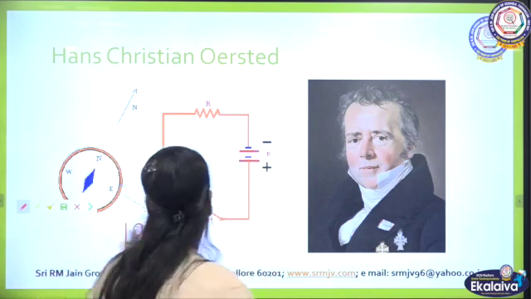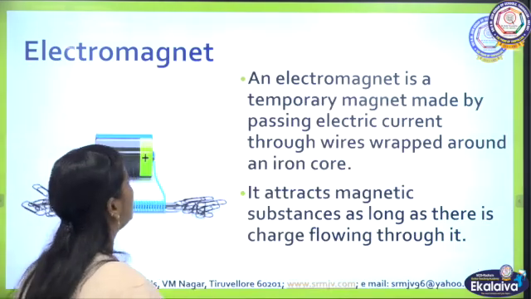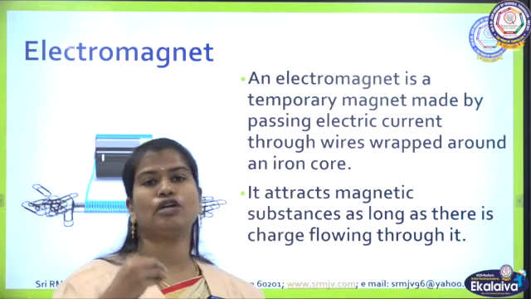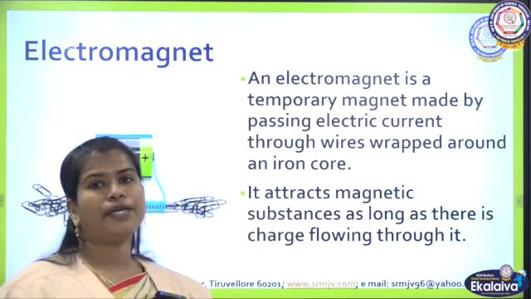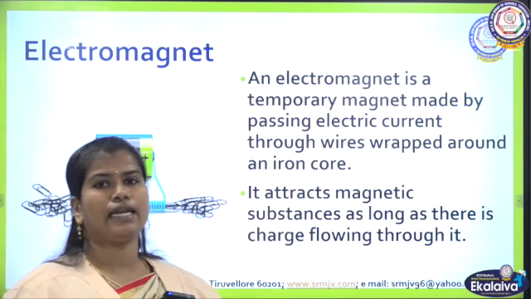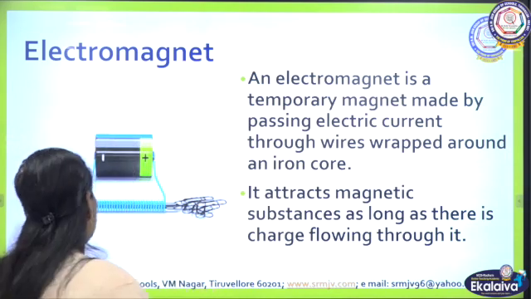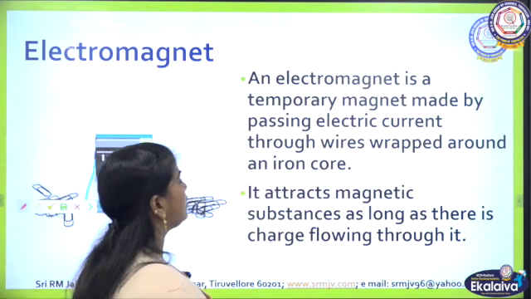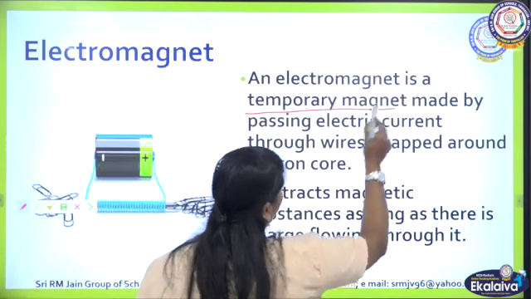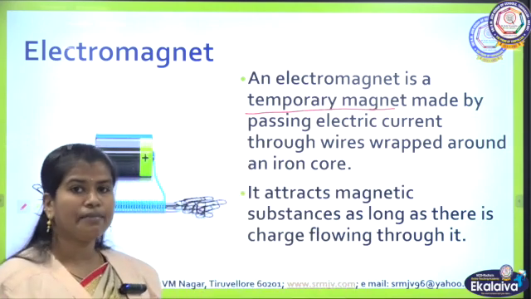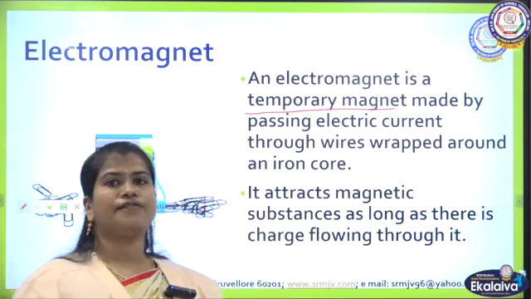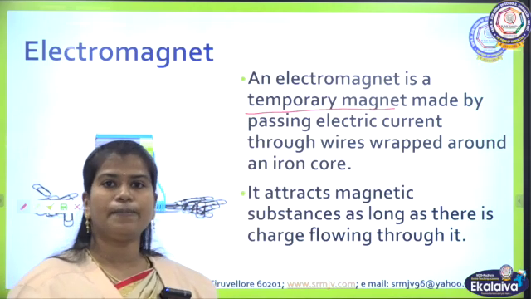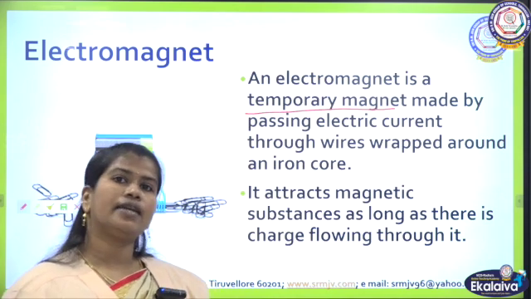Now we are going to talk about electromagnet. As I said earlier, why is it called an electromagnet? Because electric current has the property of magnetism, so it is called an electromagnet. Now let us define electromagnet. An electromagnet is a temporary magnet. Why do we call it a temporary magnet? It means only in the presence of current will it behave as a magnet. In the absence of current, there will not be any magnetic field around the current carrying conductor.